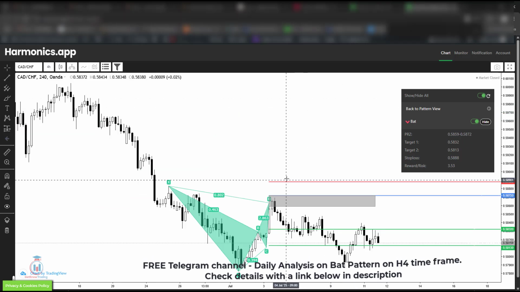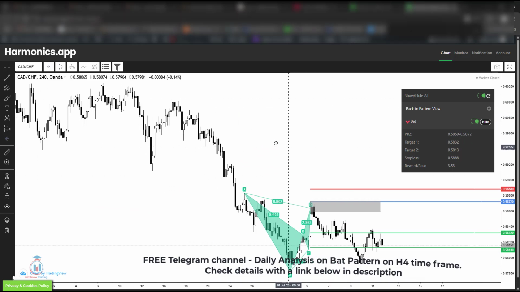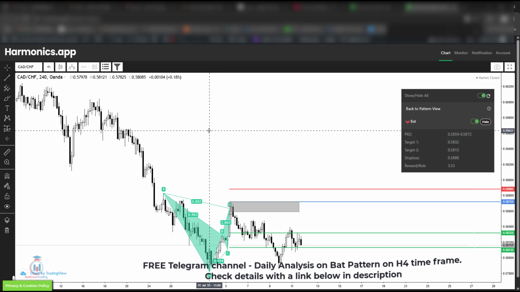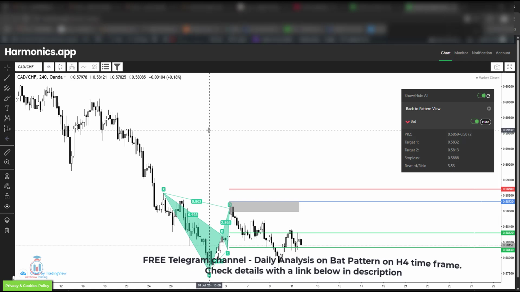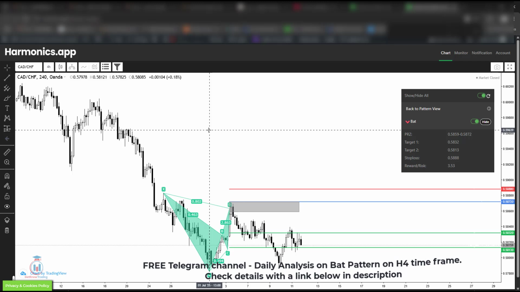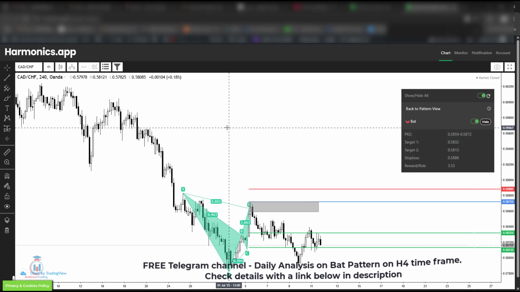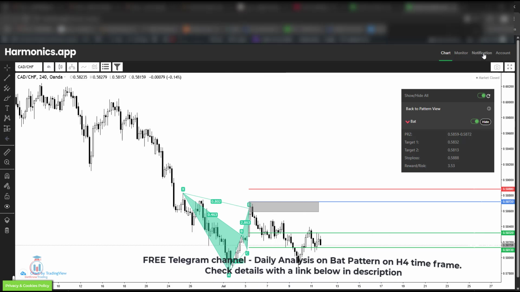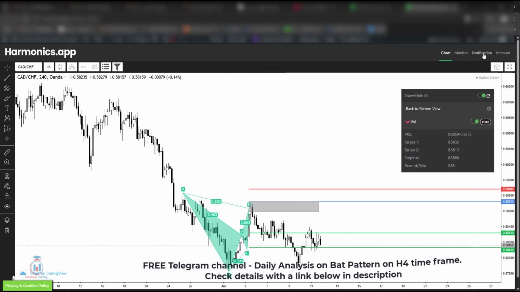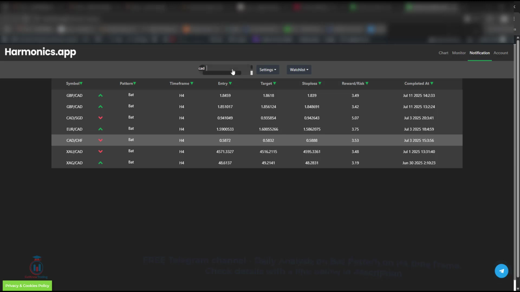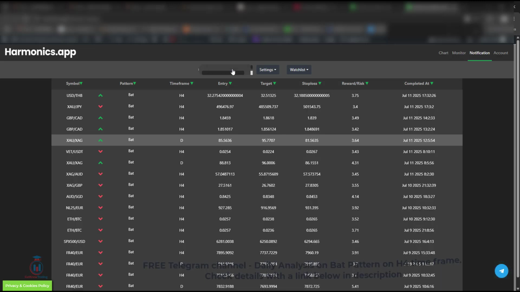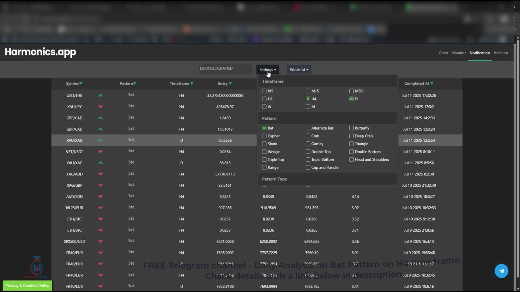Also, this is the analysis I am making on every trade I have received from the Harmonic App Scanner. First of all, the filter is to select only bat patterns, because I'm using only bat pattern inside notification. Inside notification here, let me remove this filter. Inside notification you have two options. Here inside the settings you define which time frames you would like to use.